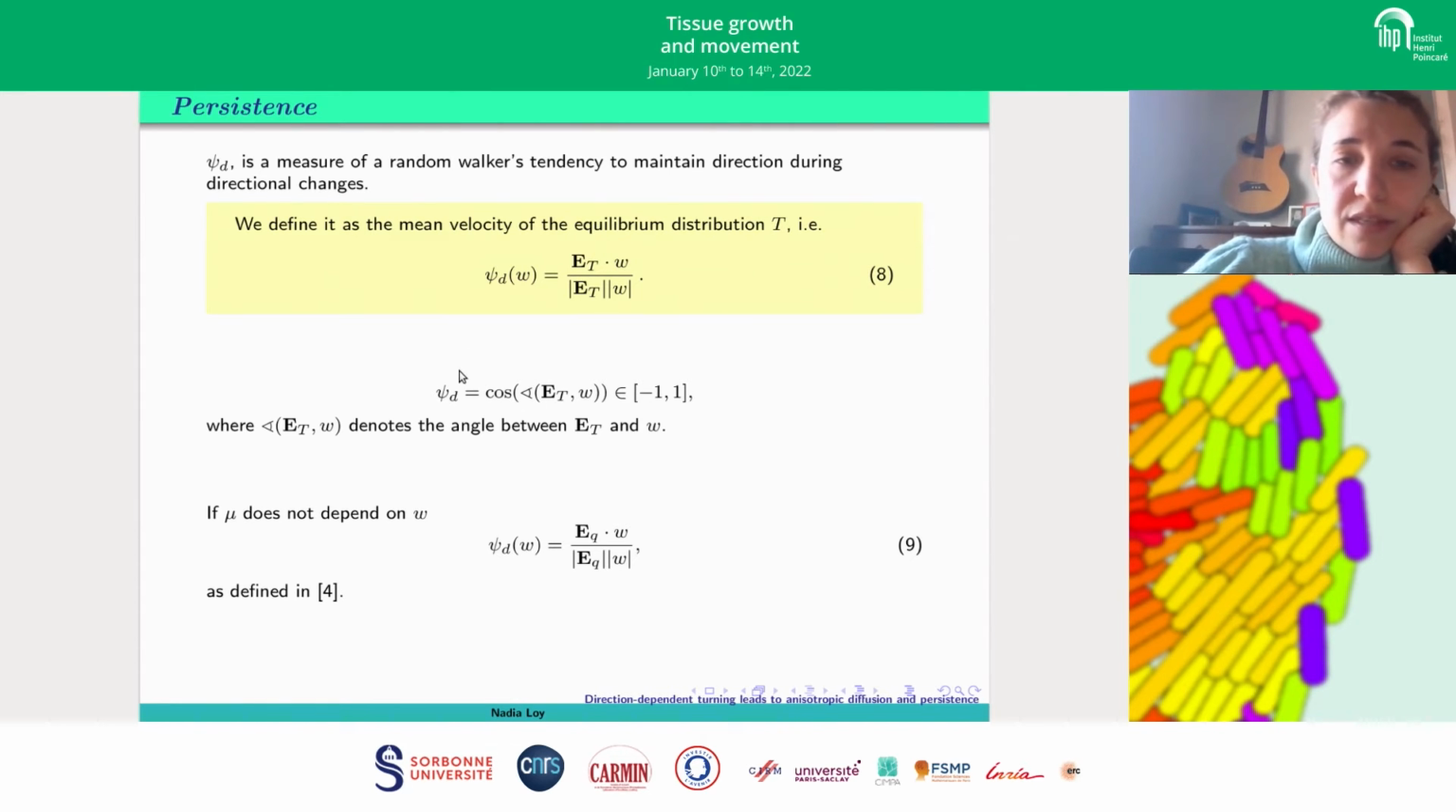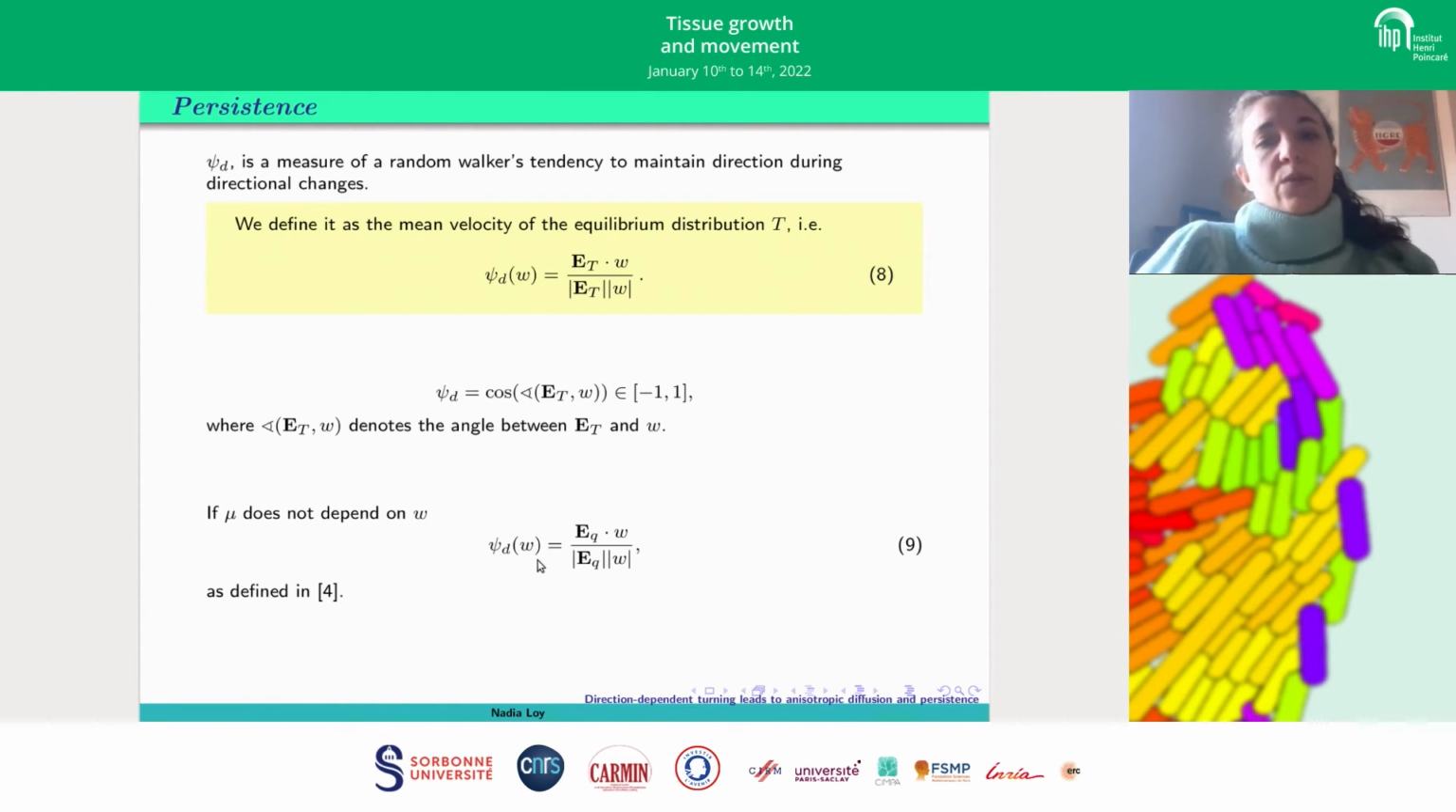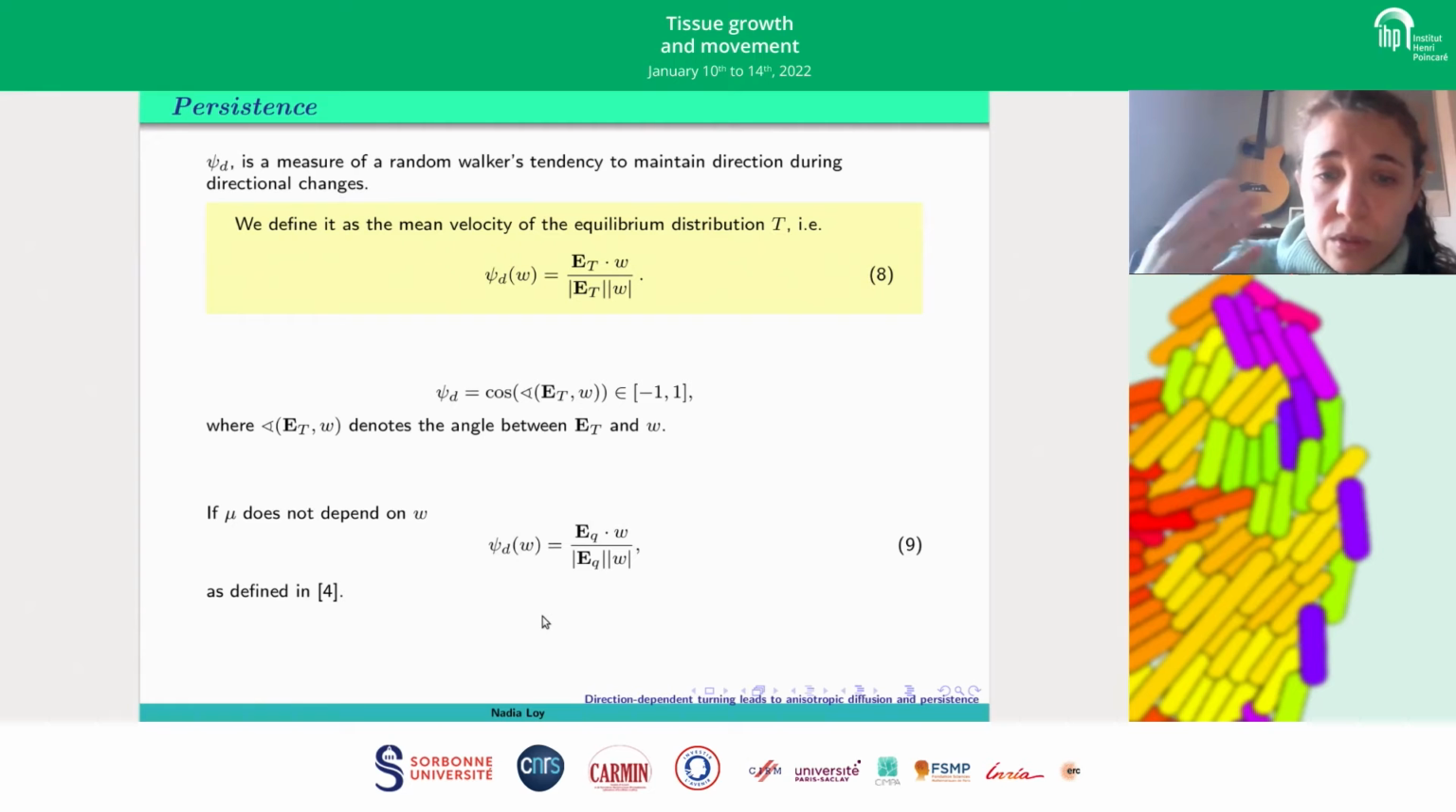So this persistence is given actually by the cosine of the angle between w and this average velocity of the turning population over the fiber network. So this quantity ranges from -1 to 1, where 1 means perfect persistence, while -1 means perfect reversal. So we have that if mu does not depend on the microscopic velocity, so the old case, then we obtain the old definition of directional persistence that was given by Hoffman, Alt, and Goodman.